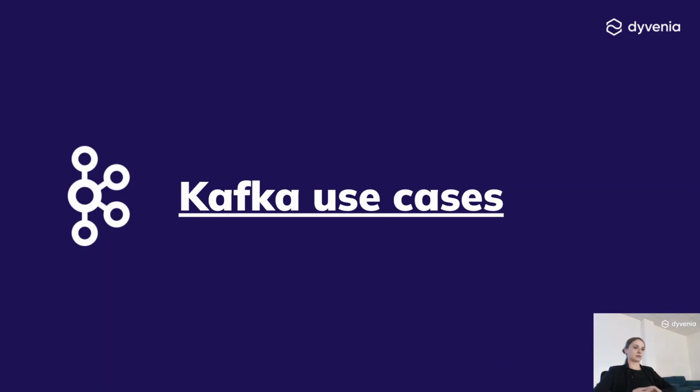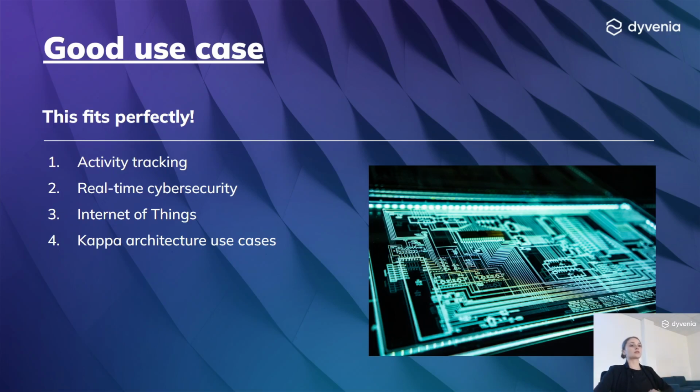Okay, now I'm gonna talk about some Kafka use cases. What is a good use case for Kafka? Definitely activity tracking. This is, I think, one of the best use cases for Kafka. So whenever there is something that we need to keep track of in real time, that's really process the activities, or like sensors, for example, or marketing. All of the use cases connected with that can be a very good fit for Kafka.